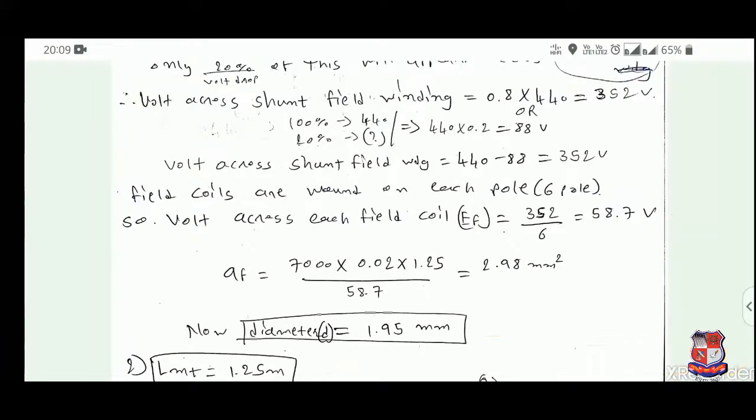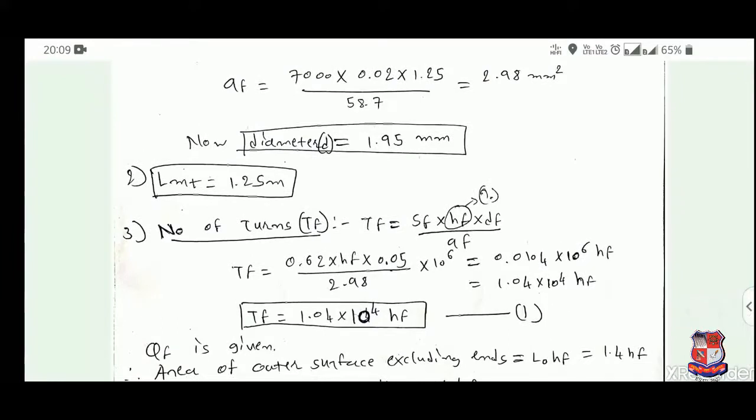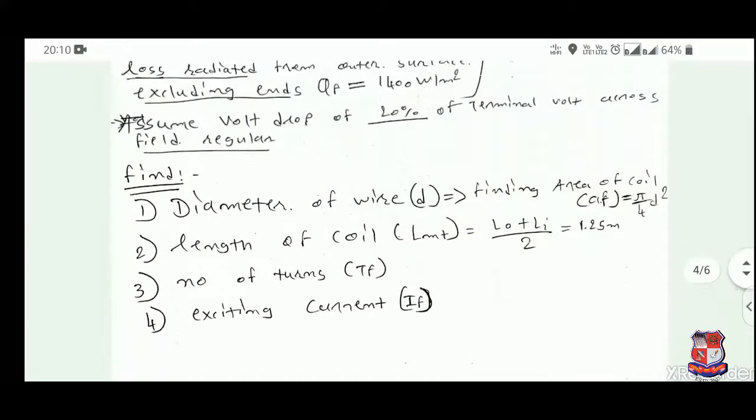Okay, so we will get the equation like this and the area like this. We already know the length of mean turn, LO plus LI by 2. So further, what is remaining now? The number of turns. We have the equation: number of turns equals space factor into height of the field coil into depth of the field coil divided by area of the field coil. Here the values of SF, DF and AF are given. AF we already found as 2.98, DF is 0.05 and SF is 0.62. We can see SF and DF from the previous slide.